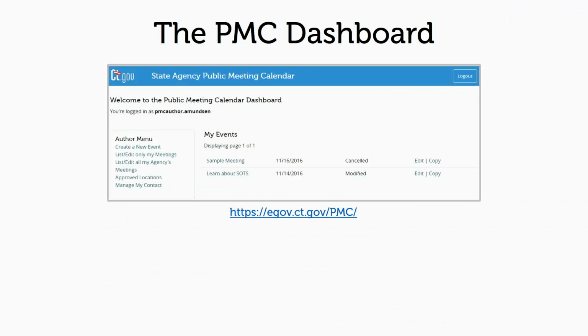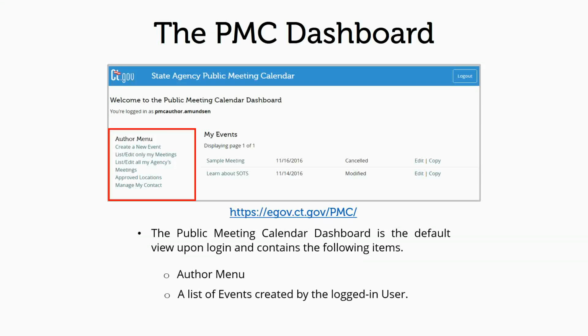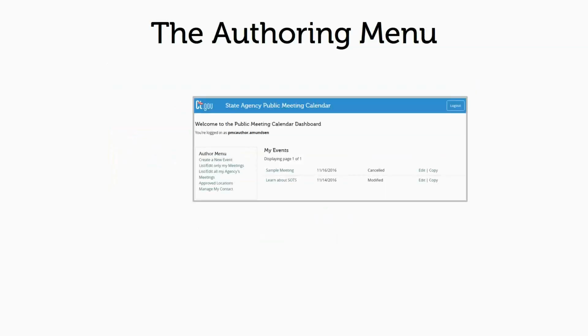Now let's take a look at the PMC dashboard. When you log into the application, the PMC will display the following by default: the authoring menu and a list of events scheduled by the logged-in user. Now let's take a more in-depth look at the authoring menu. The authoring menu is where the event author functions are located. An event author is a PMC user whose responsibility it is to create and edit events.